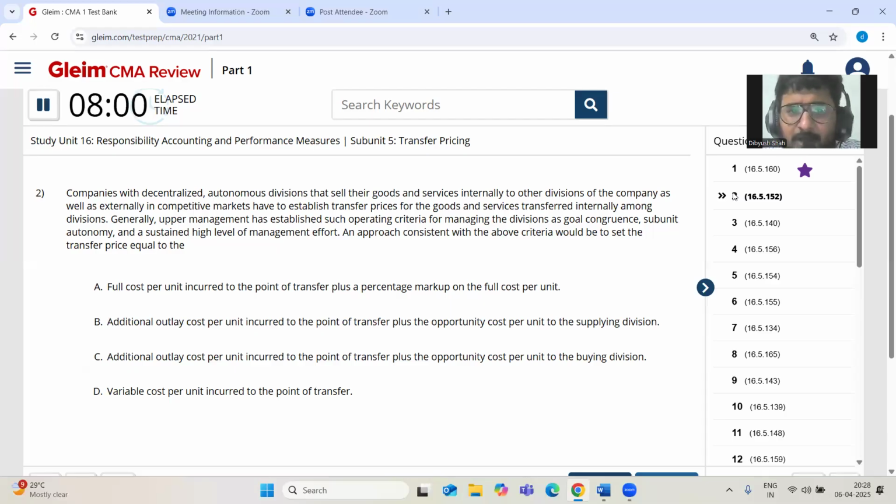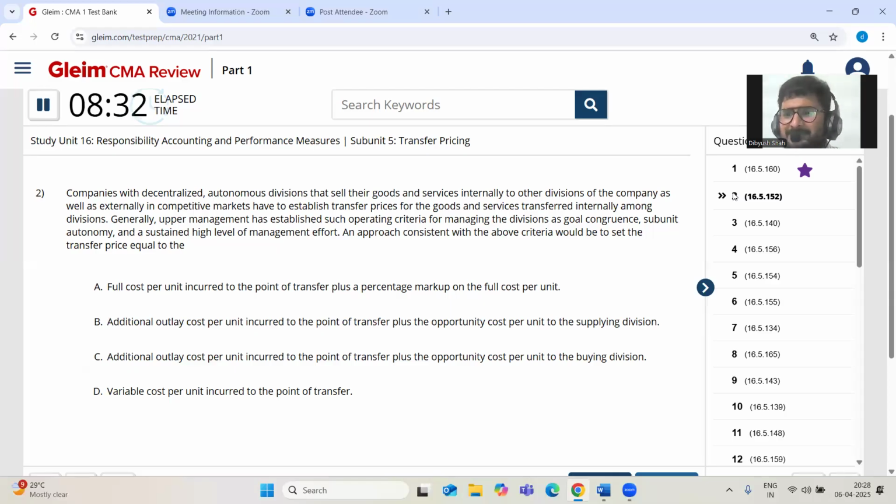What should be done? They are telling full cost per unit incurred to the point of transfer plus a percentage markup. So they are telling full cost, whatever I have incurred, variable cost plus allocated fixed cost and some markup on that cost. Okay, I am earning some profit. Additional outlay cost per unit incurred to the point of transfer plus the opportunity cost. They are telling you can also fix at variable cost plus opportunity cost.